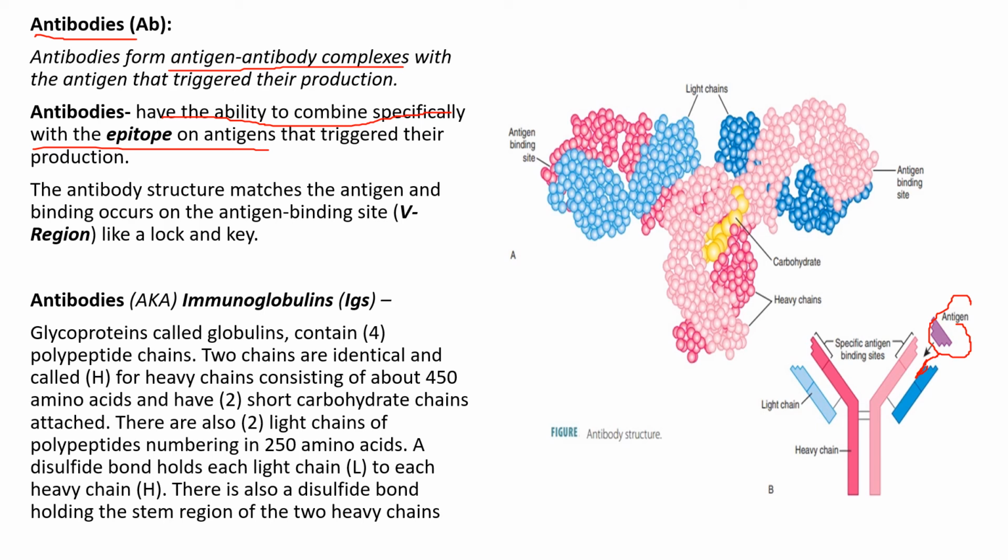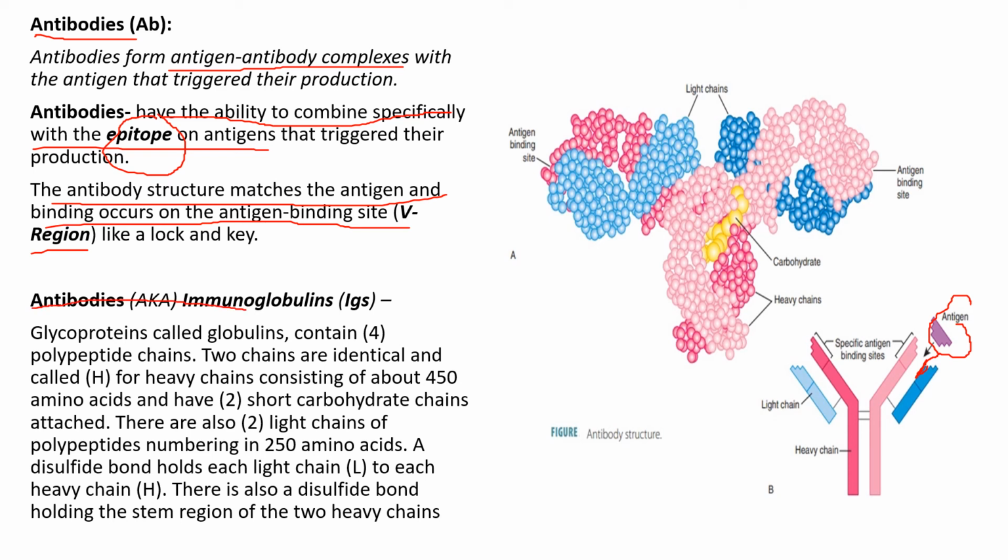And so that could have been broken off as a piece, and now it can bind to that. That's what an epitope means, something that came off of it. And it triggers their production. The antibody structure matches the antigen. Binding occurs at the antigen binding site of the V region. There it is right there. And this is the V region, of course, here, and that's the binding site, antigen binding site.